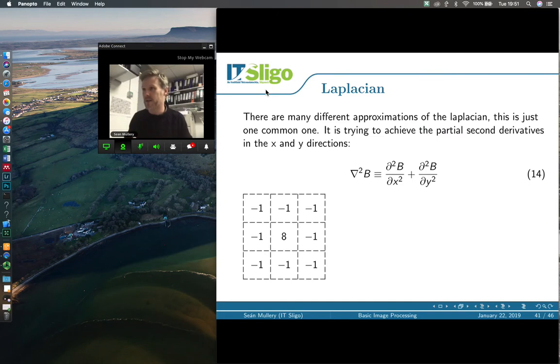This is the Laplacian. How many people have heard of the Laplacian? You've heard of Laplace and Laplace transforms, I've no doubt. Have you heard of this operator called the Laplacian?